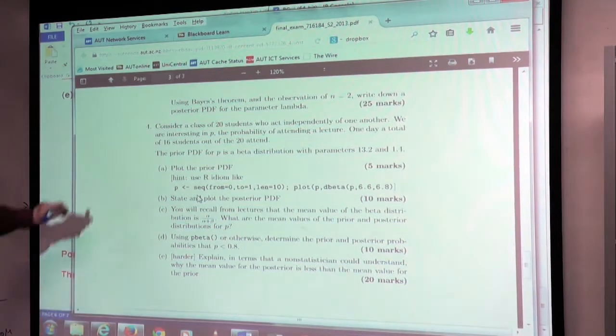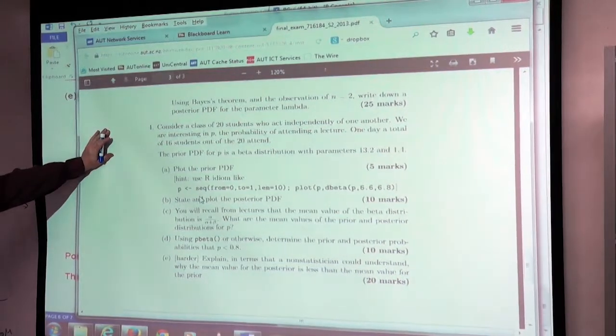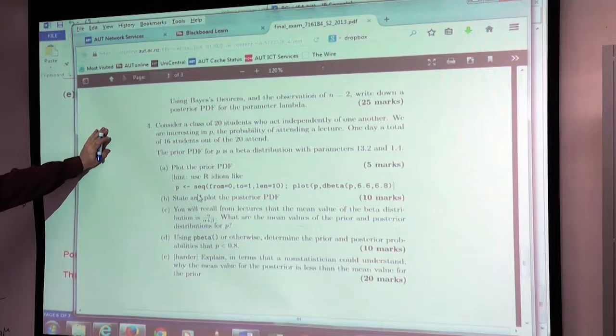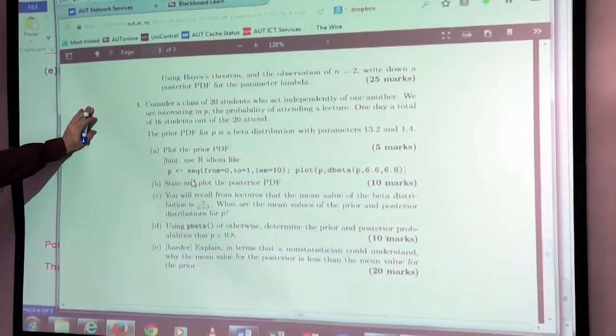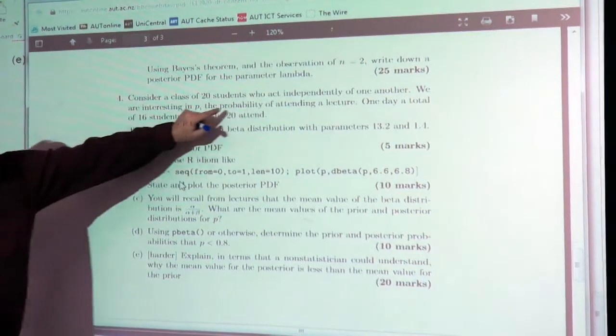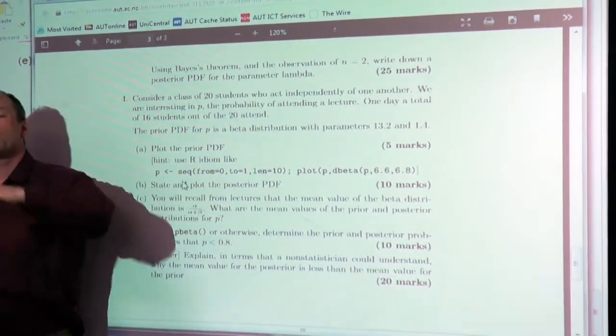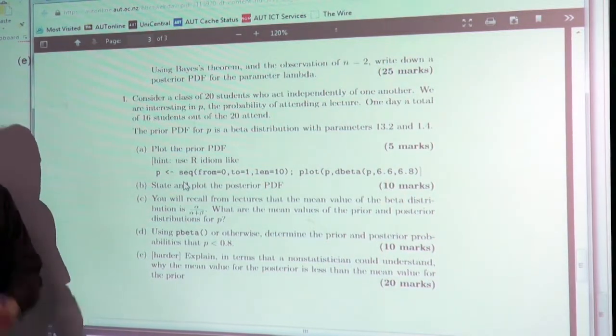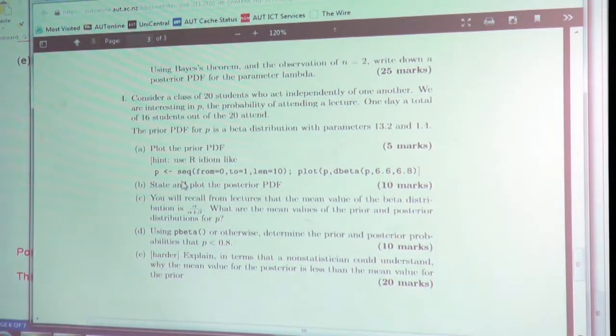Question 4. Consider a class of 20 students who act independently of one another. We are interested in P, the probability of attending a lecture. One day a total of 16 students attend. They've got to act independently because you might talk to one another and say, right, we'll all come today or we'll all not go one day. So you've got to be independent of each other. So it's like tossing a coin.